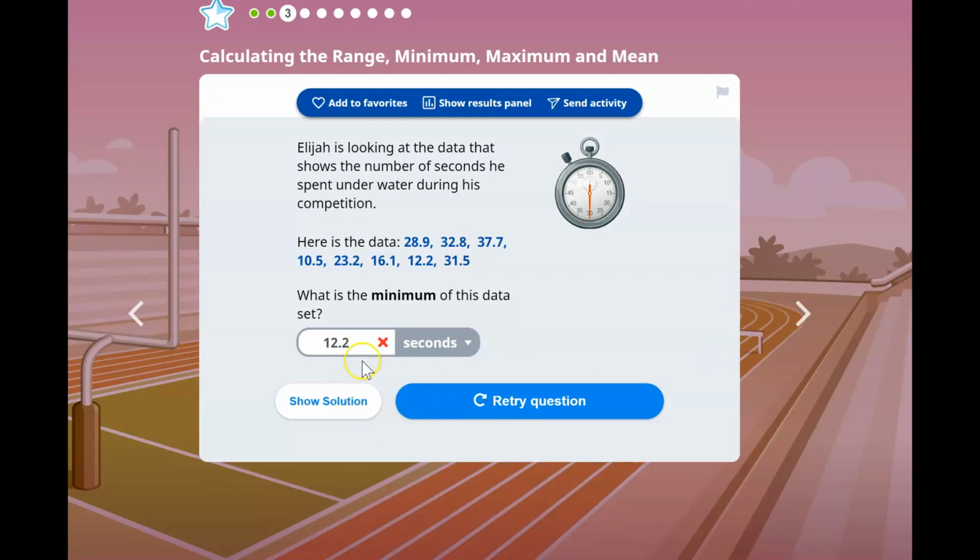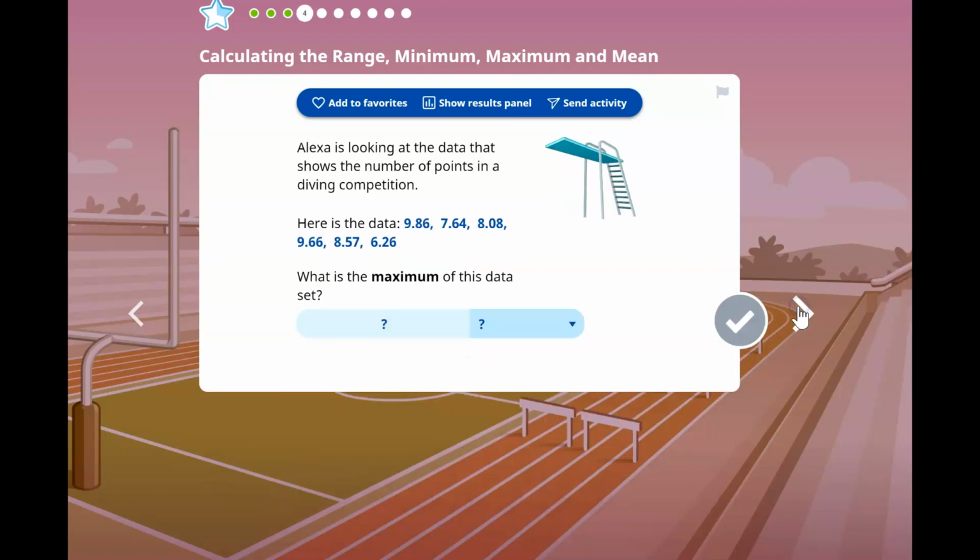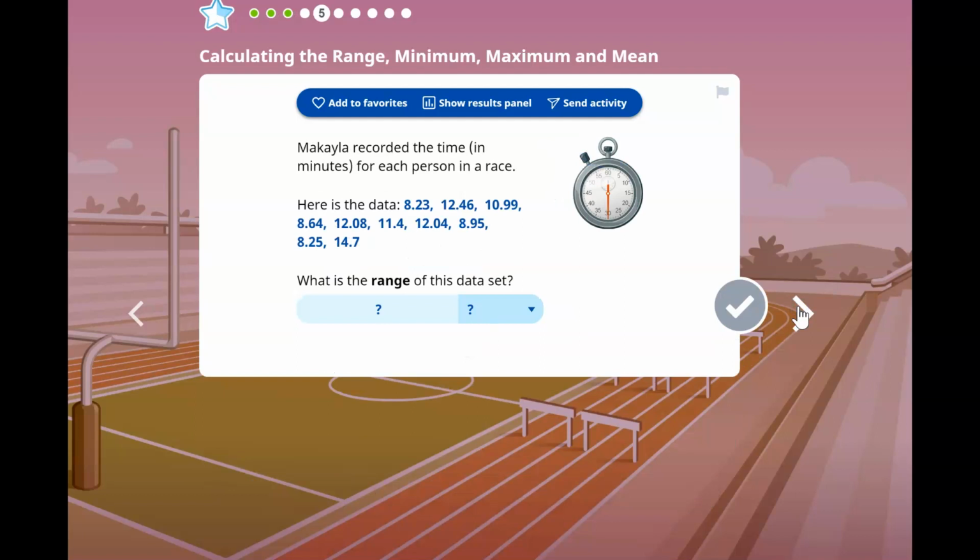And I messed up. It was 10.5. So an example of me scanning too fast might happen to you. So just hit retry the question. It might give you a new question, but 10.5 seconds, and then move on. All right. Then some more questions about the maximum, and then it's going to ask you about the range.